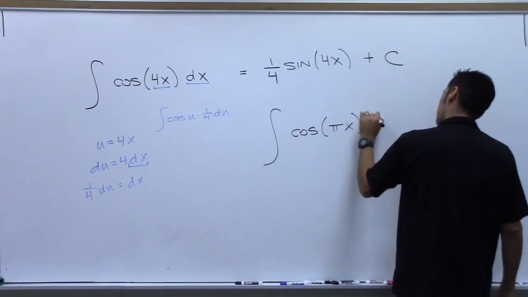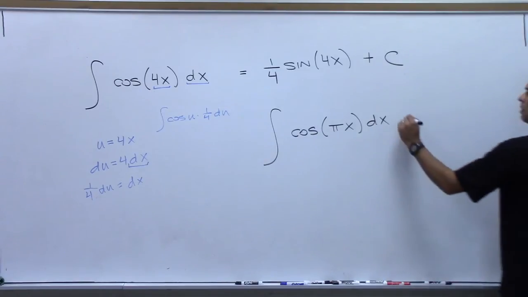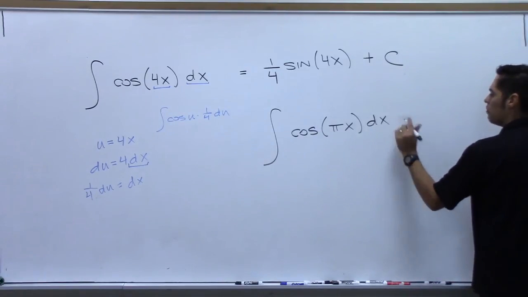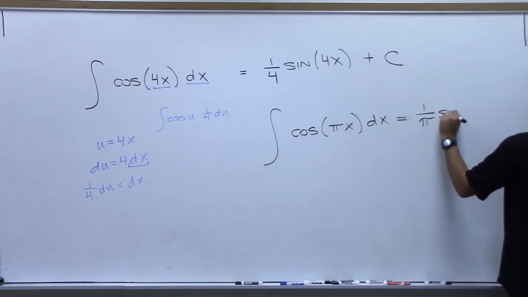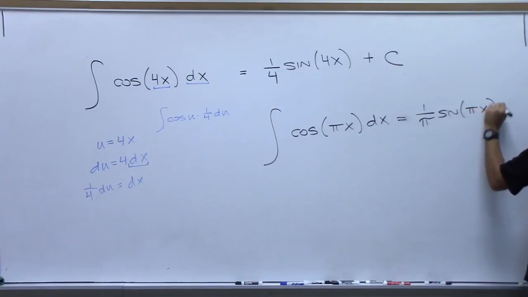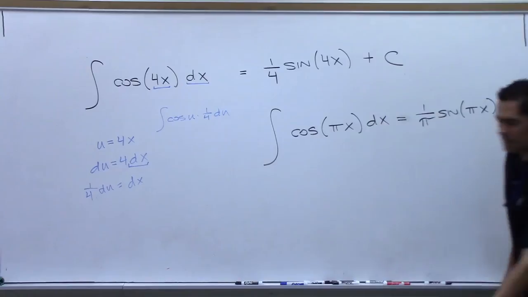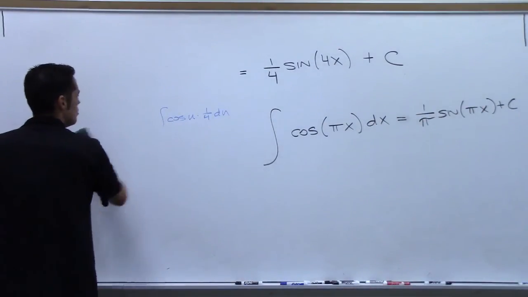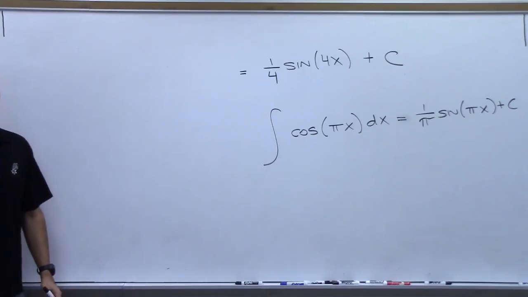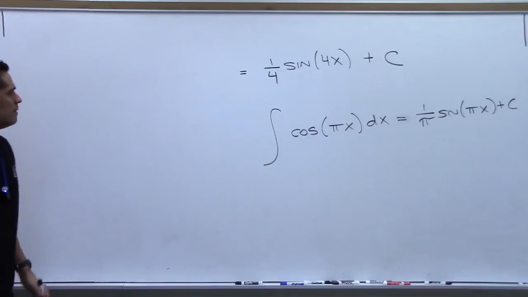That's pi. What's the antiderivative of cosine pi x? Sorry. Equals what? 1 over pi sine pi x plus c. Understand how this is working? You do not want to be doing substitutions on problems like this. It'll take you way too long, all right?